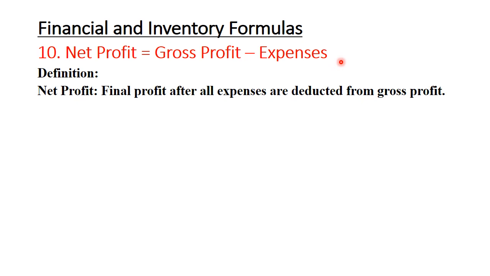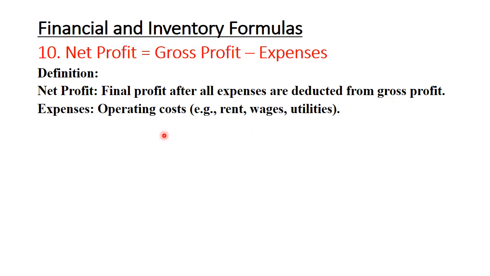So here are some key definitions. Net profit is the final profit after all expenses are deducted from gross profit, okay? And expenses are operating costs, e.g. rent, wages, utilities, airtime, transport, etc.